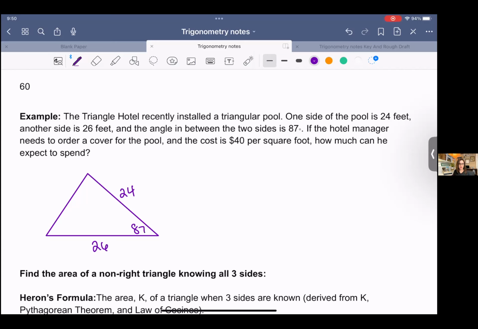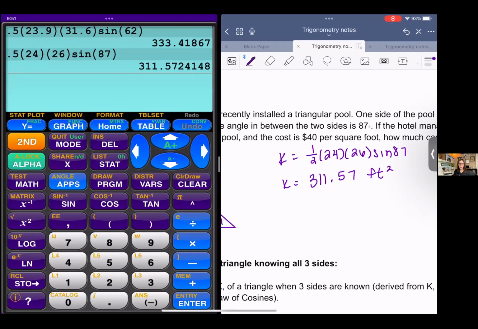One side is 24 feet, one side is 26 feet, and the included angle is 87 degrees. So my formula says we're going to take 1/2 times the product of the two sides times sine of the included angle. And you can type that in and get the decimal approximation. And we get 311.57 feet squared, or square feet.